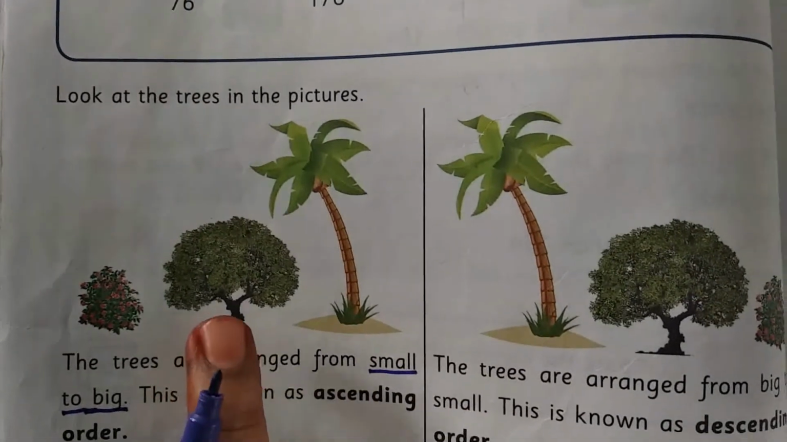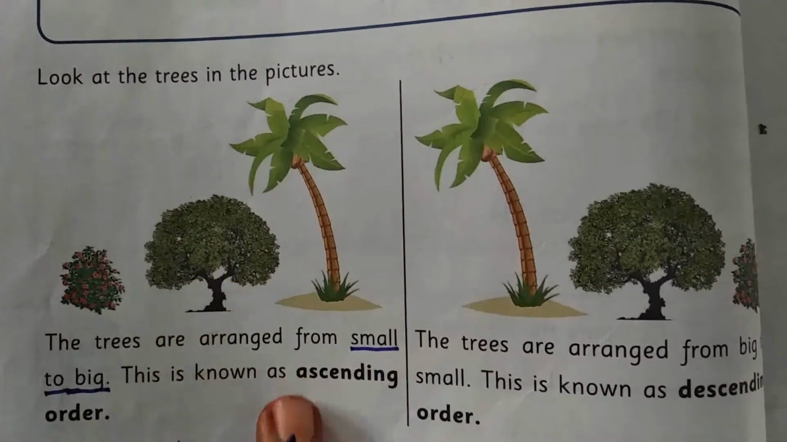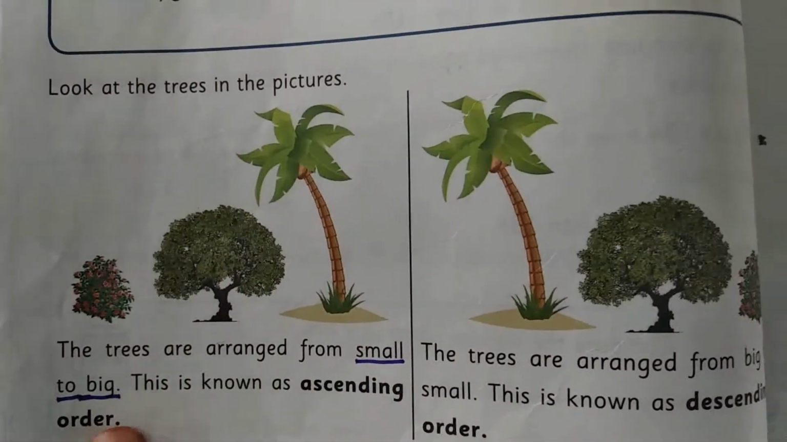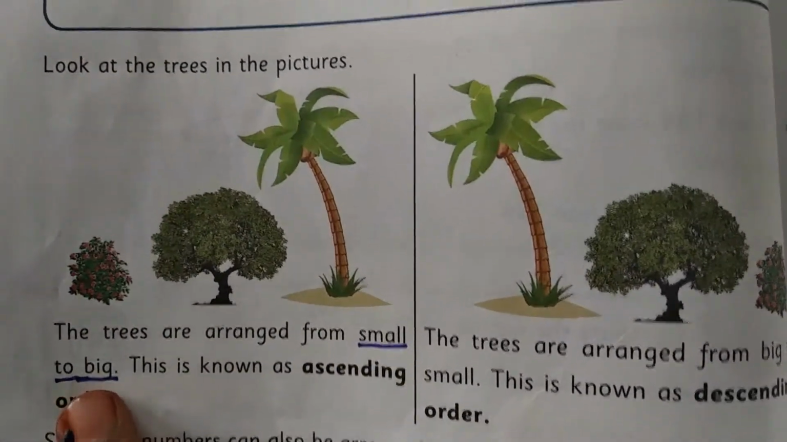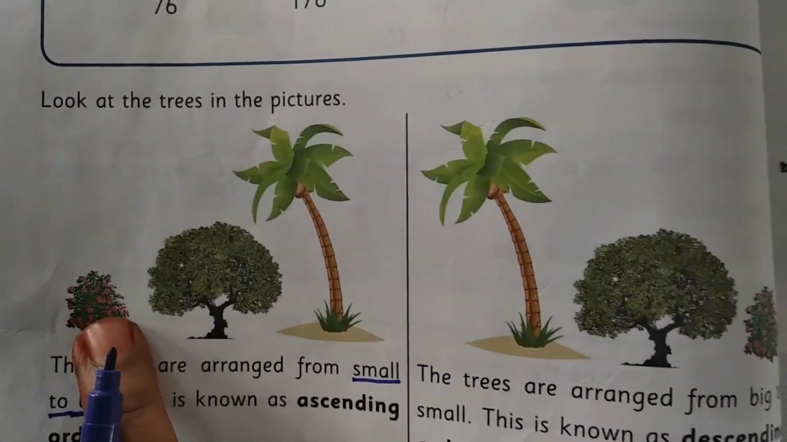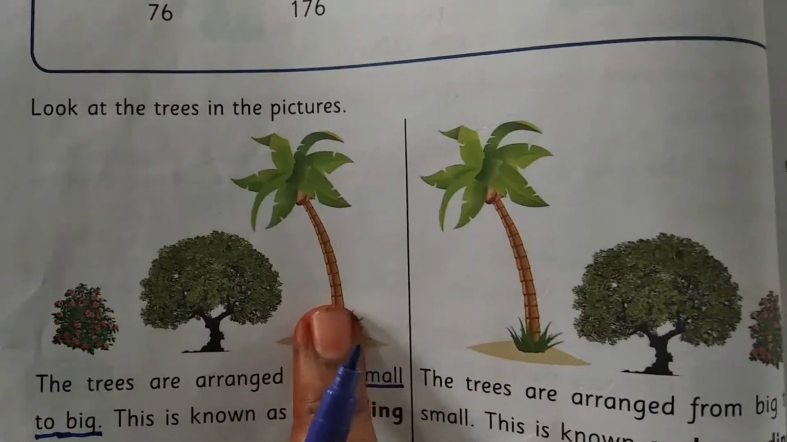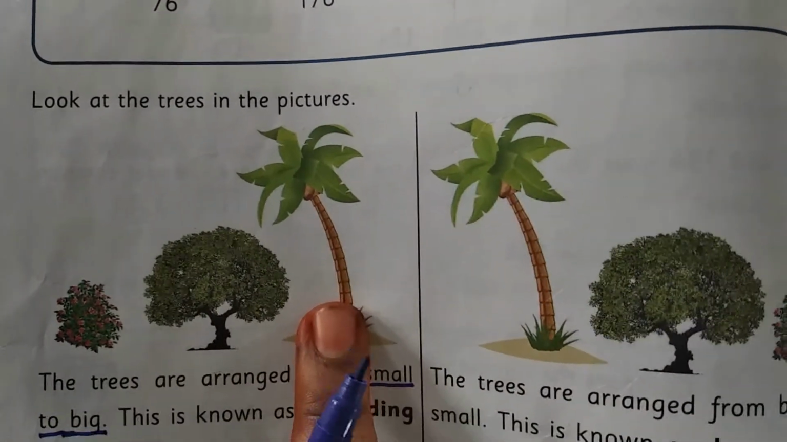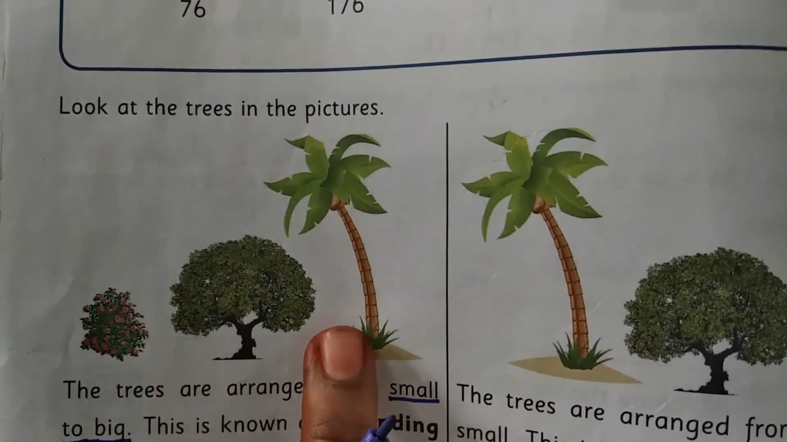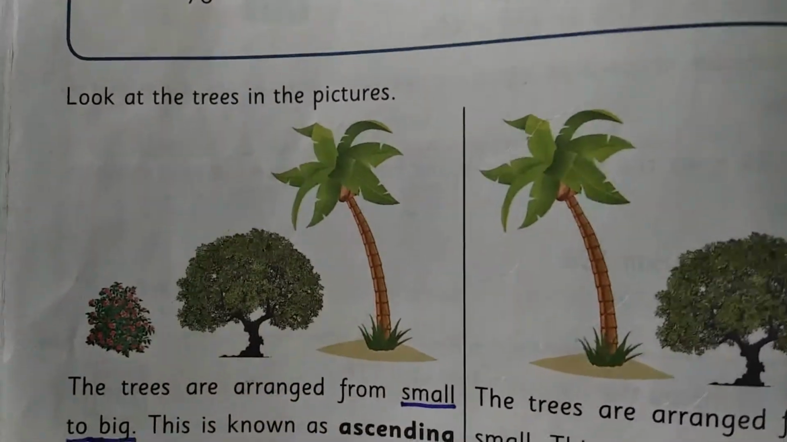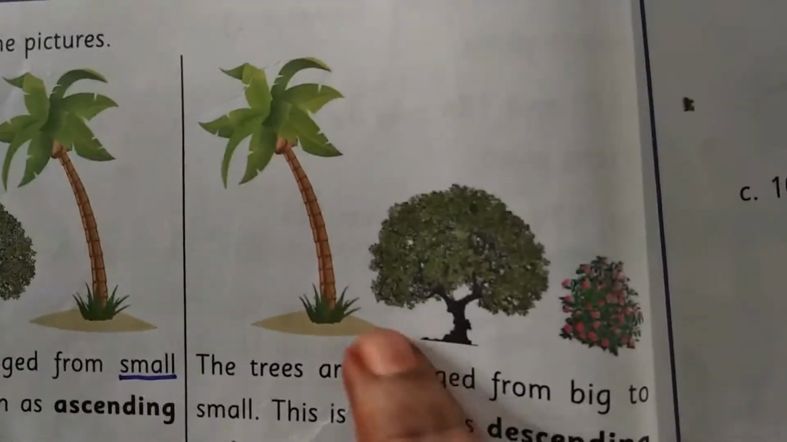So the numbers we are going to arrange in ascending order, that means from small to big. See here, they have arranged the trees from small to big. Like that, we are going to arrange the numbers from small to big. Okay children? Yes.